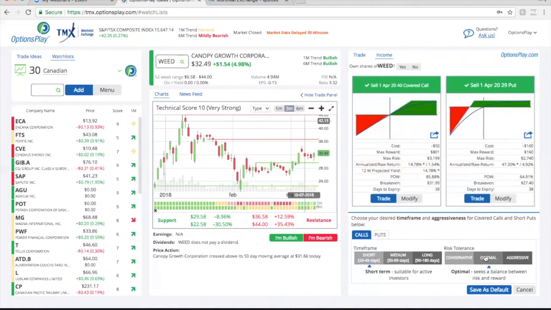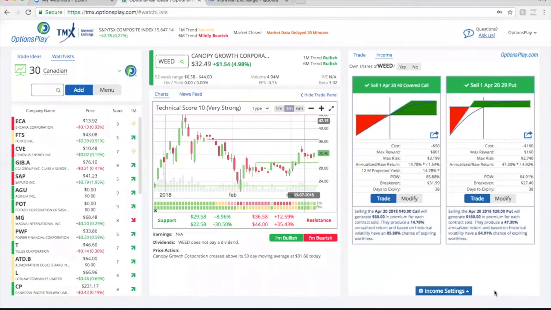Because I trade fairly actively myself, I choose short-term because I can look at my account fairly often. And when it comes to risk tolerance, I choose optimal because I'm trying to find a balance between risk and reward. For those of you that are looking to maximize yield, you can choose aggressive. For those of you that want to minimize the risk of losing the stock, you can choose conservative. Whatever your choices are, you can make those choices here and save them as default.